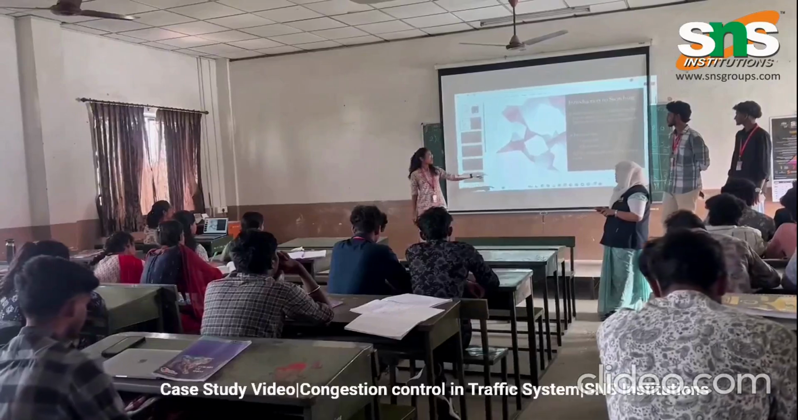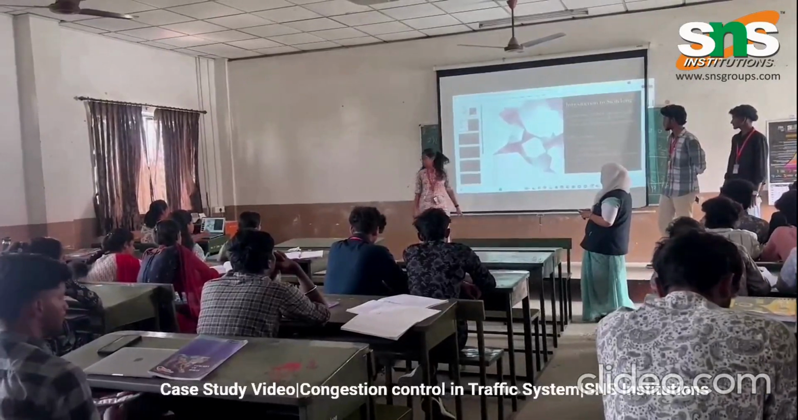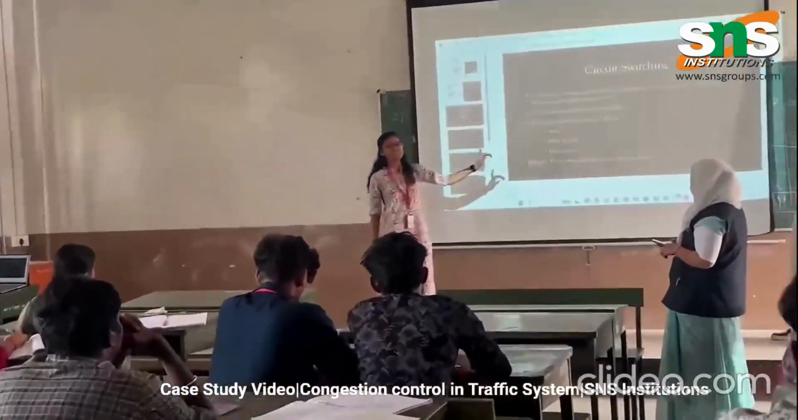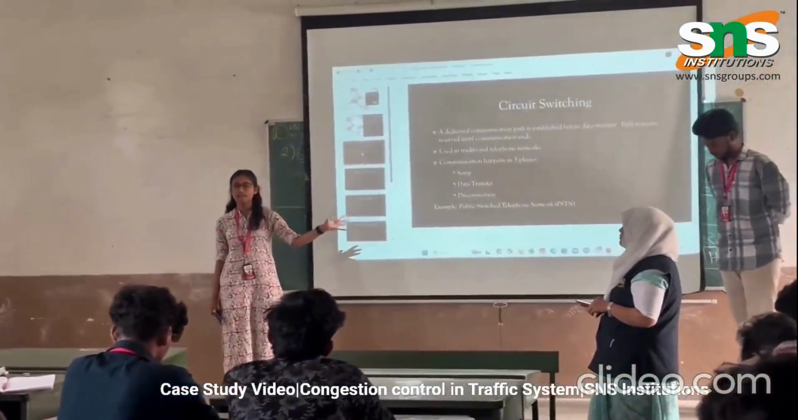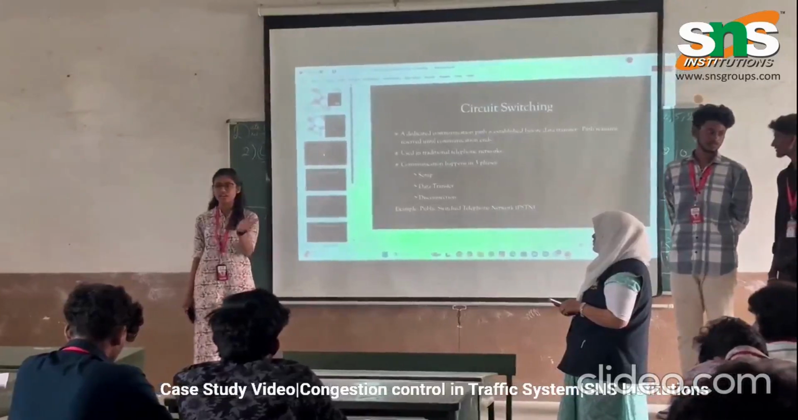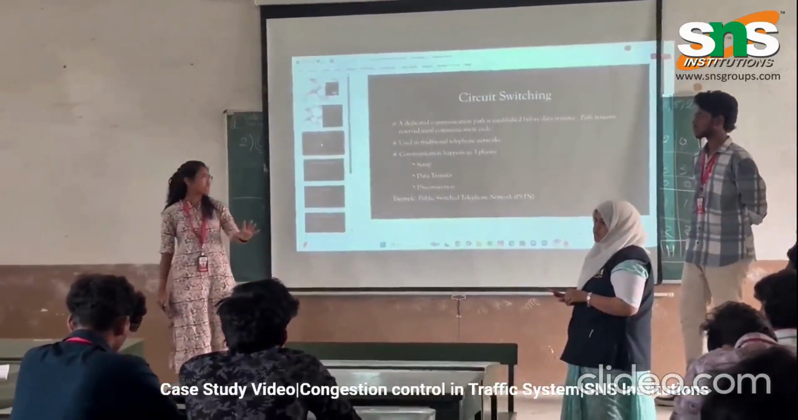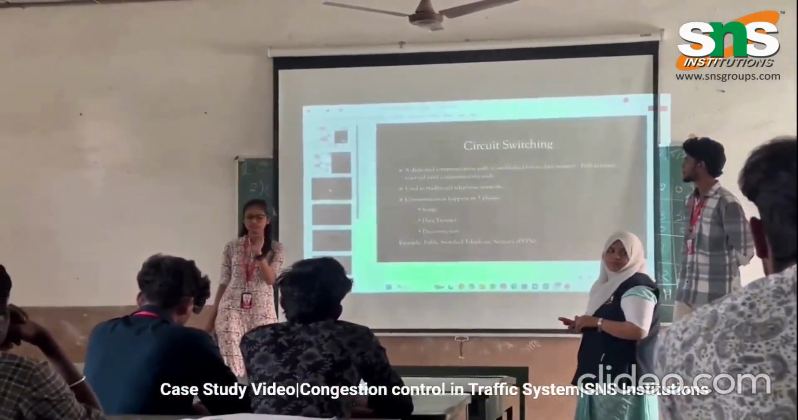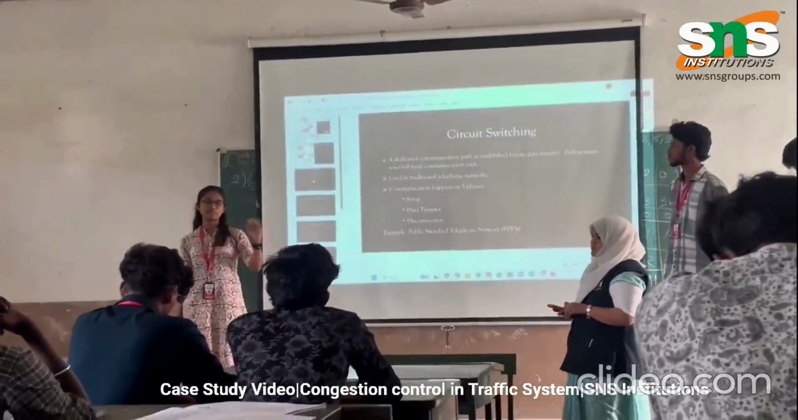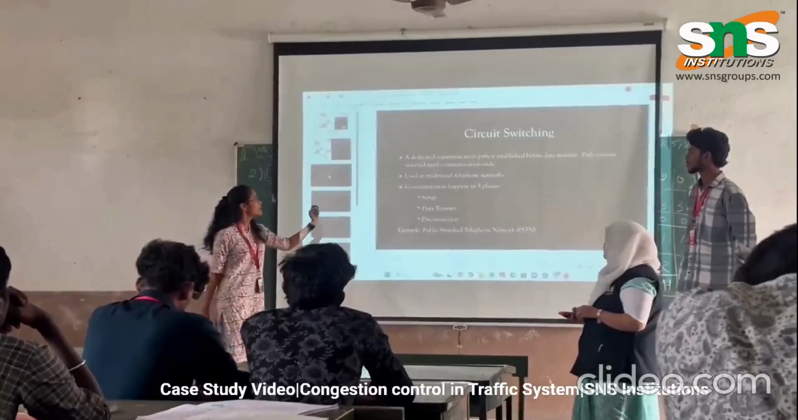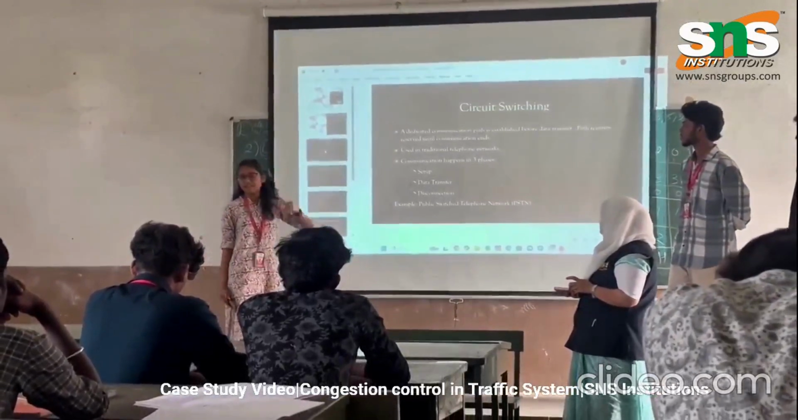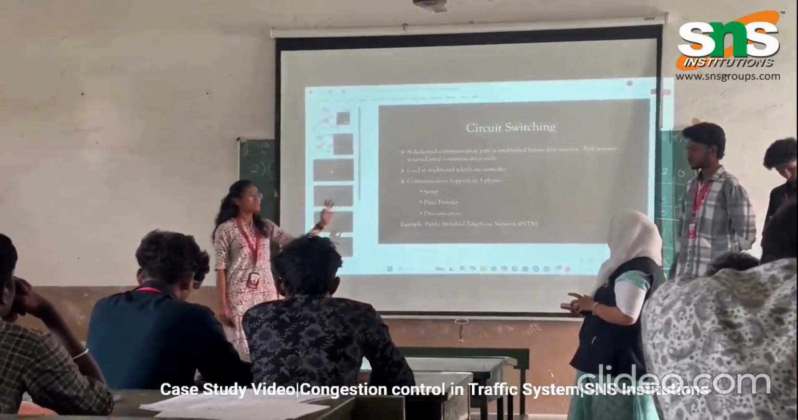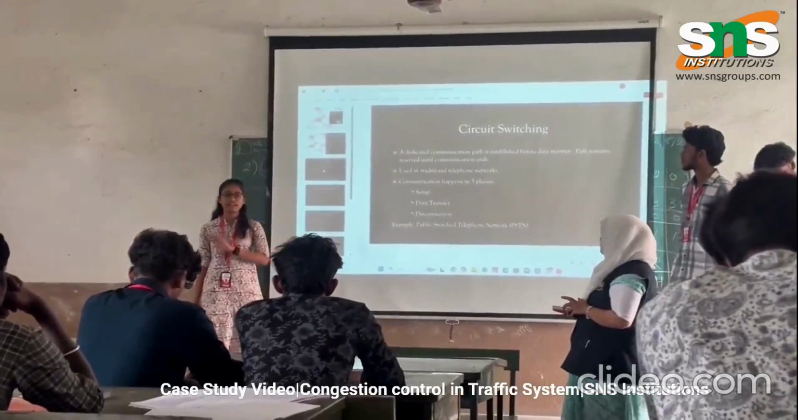There are two types of switching: circuit switching and packet switching. In circuit switching, you will have a dedicated path, so only one receiver and one sender can be connected in it. When it comes to packet switching, the data will be divided into packets and sent. In circuit switching, between a sender and a receiver, there is a dedicated path, so it is easy for the data to be transferred.